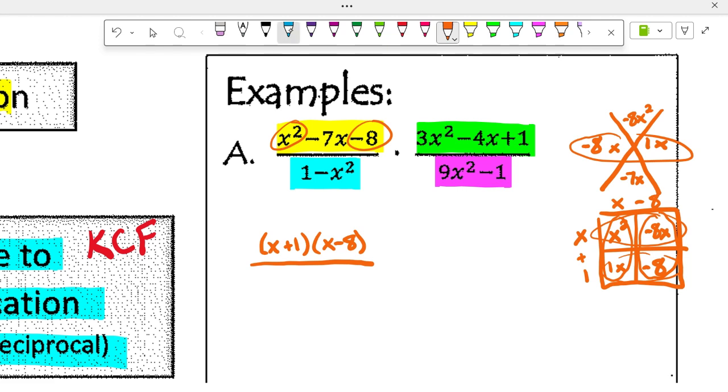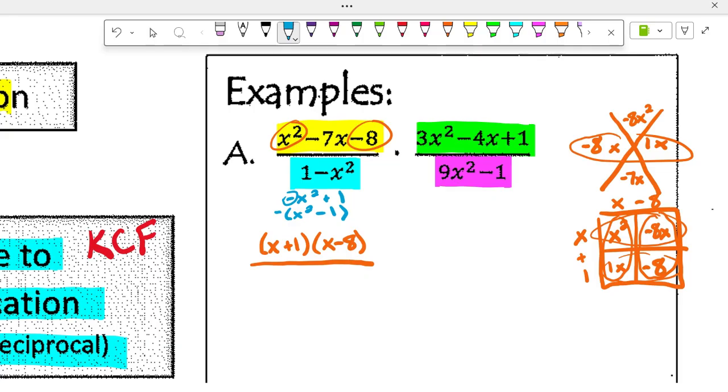Now, let's factor the blue. Look at the way the blue is written. What should I do first before I even attempt to factor? Rewrite it so the x squared's in front. Because then, what can I do with that x squared? Not yet. I need to take the negative out because there's a negative at the front. If there's a negative at the front, you factor that out first. So the signs flip.